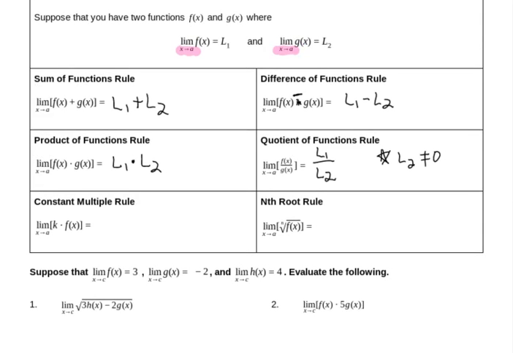For the constant multiple rule, we've got this number k that's just being multiplied by the function. So we can take that same constant k and just multiply by the limit that we already know. We know that the limit as x approaches a of f of x is L1. Finally, we have the nth root rule, which really just means we can take the nth root of our limit. So in this case, we're looking at f of x, that's L1. So the answer here would be the nth root of L1.